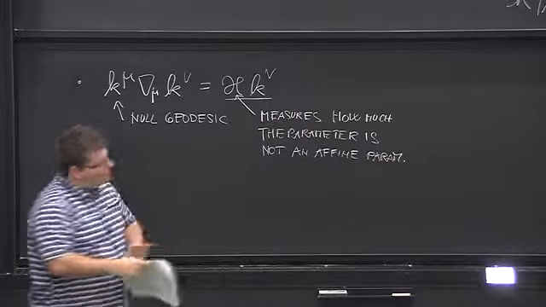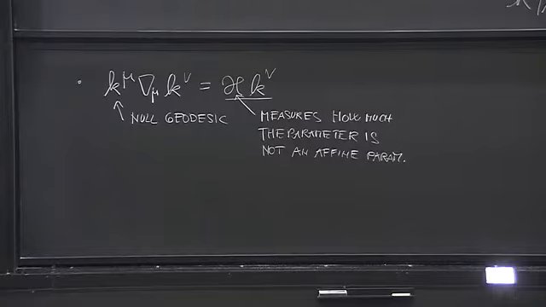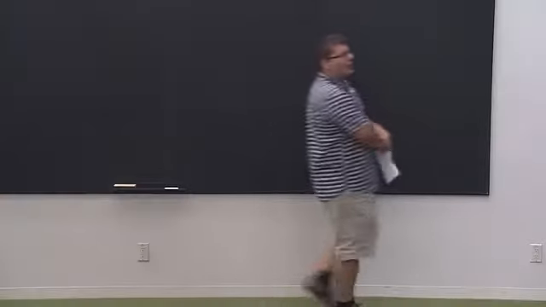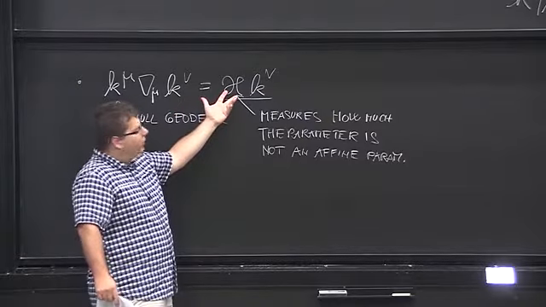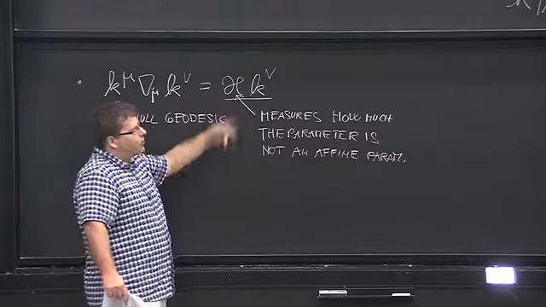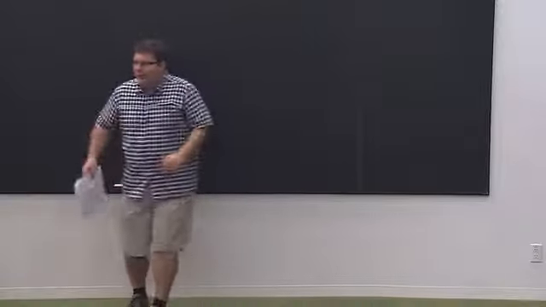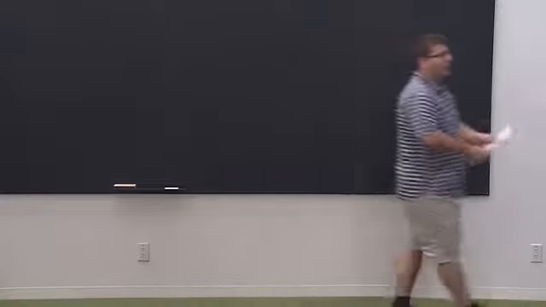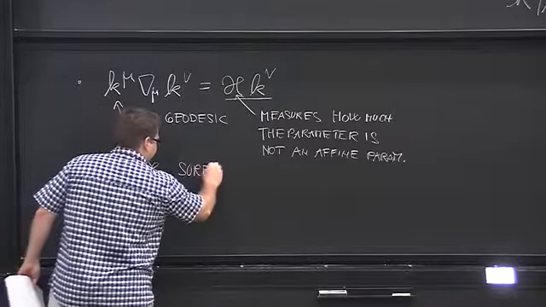So the statement is, k^mu will always be null geodesic on the horizon, but it's not affine parametrized, and this non-affine parametrization defines this kappa here. So if it's not affine parametrized, you will have non-trivial kappa, and that's the definition of this kappa. And so kappa is called surface gravity.